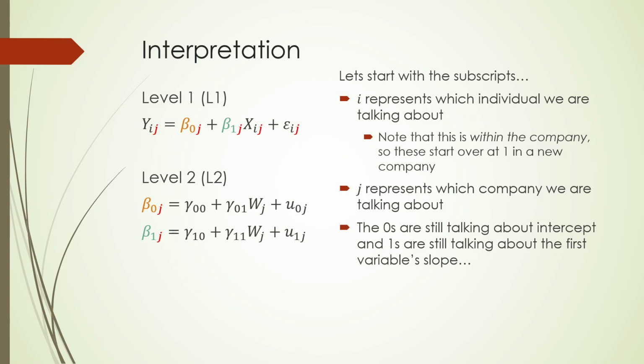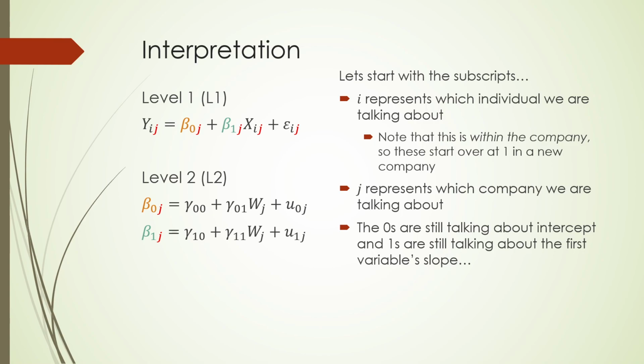When you see a sub 0 or a sub 1, the sub zeros are still talking about intercepts and the sub 1s are still talking about the slopes. But as we can see, sometimes there's multiple of them. For instance, beta sub 0 is still talking about the intercept component. But now we have within the equation for beta sub 0j a gamma sub 0 0. Gamma sub 0 0 and gamma sub 0 1, respectively, are both still related to the intercept or the base pay component. What gamma sub 0 0 represents is the fixed intercept or the default intercept across company.